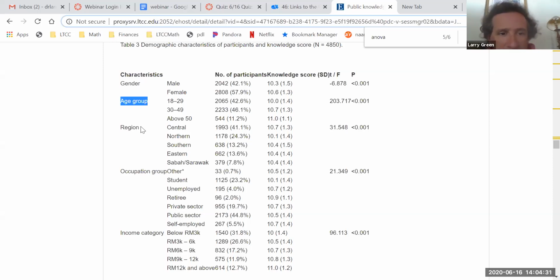How about region? Can you do a t-test or do you have to do ANOVA? Yeah, this one also has to be ANOVA because there are 5 different regions. T-tests are only good for 1 and 2. And this is 5 regions and you can't do a t-test to compare 5 different groups.